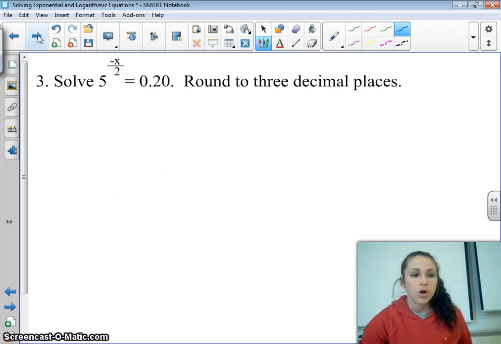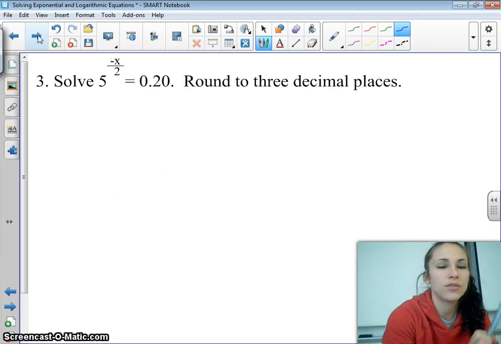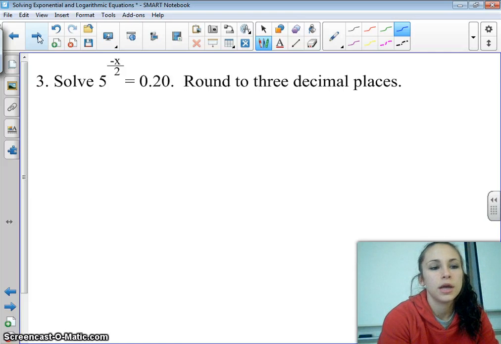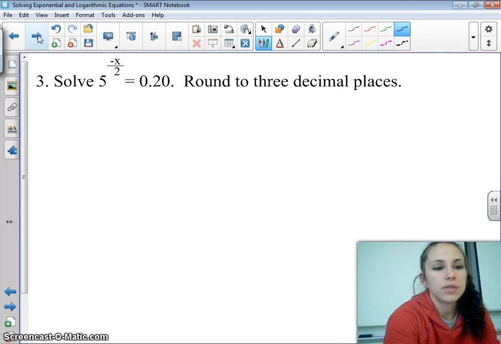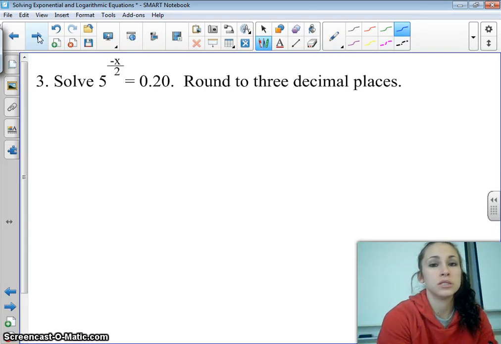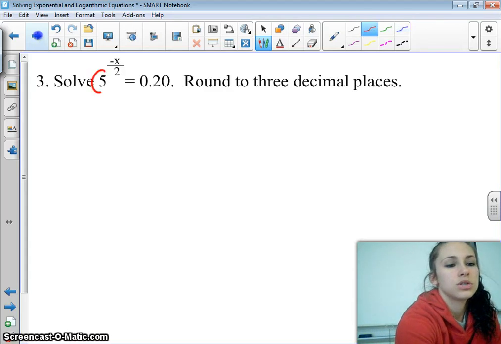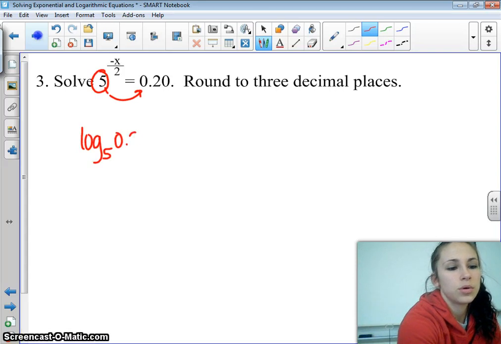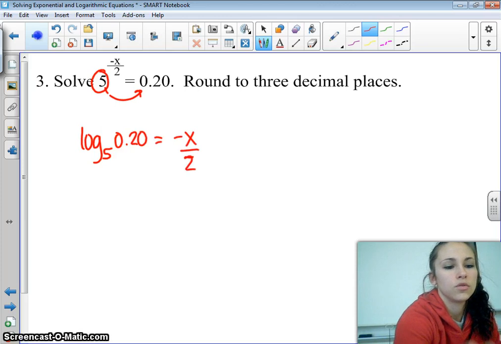Alright, number 3. This one's a little bit different because we don't have a base e anymore. We have a base that's a number. And so 5 is what's being raised to the power, and every bit of that, negative x over 2, is in the power. Okay, so we can't get rid of anything that's in the exponent until we rewrite it as a log. So the only thing that I can really do on this one is to go ahead and shell snail. So when I rewrite this with shell snail, I'm going to say this is log base 5 of 0.20 equals negative x over 2.